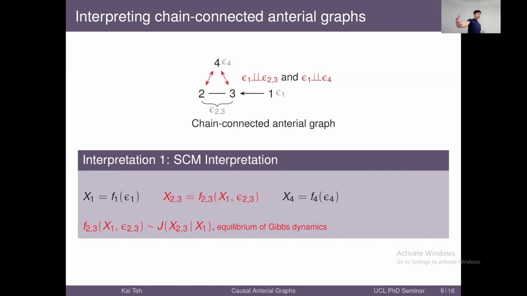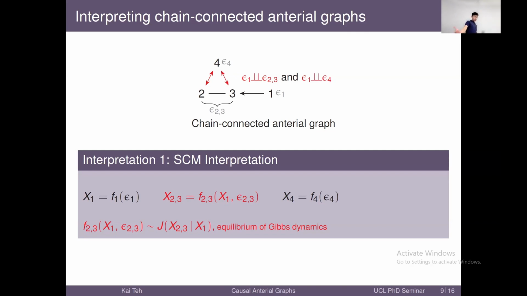Except now, just like with the chain graph case with the undirected edge, you treat that as a giant node, in this case x23 as one giant node. And within the giant node, it's a joint equilibrium distribution of some Gibbs dynamics. So that's how we get an SCM out of this. Cool. So that's one way of interpreting this chain connected anterior graph.